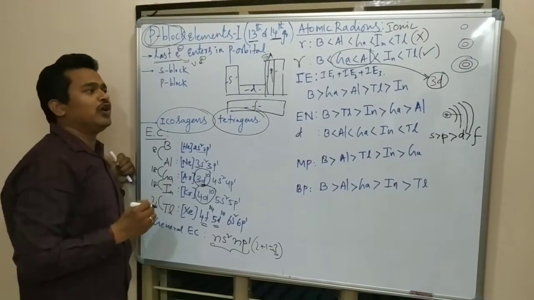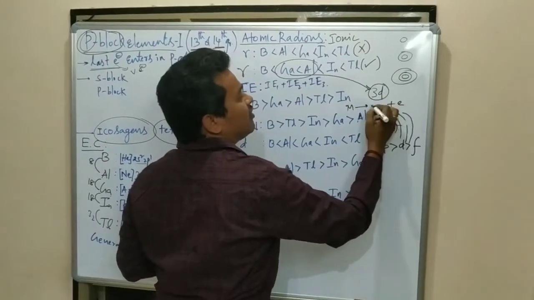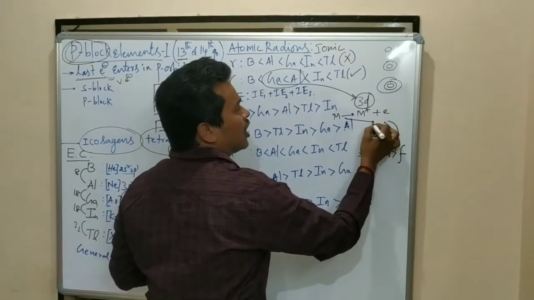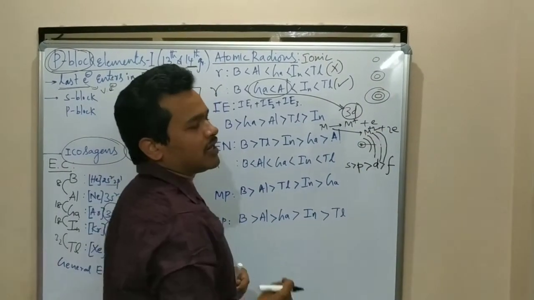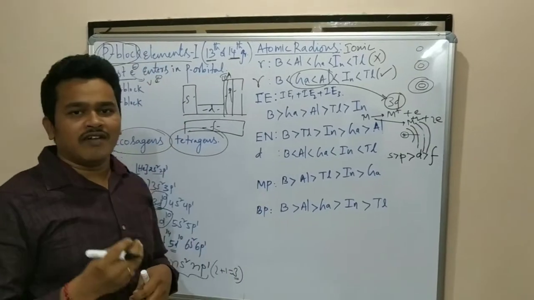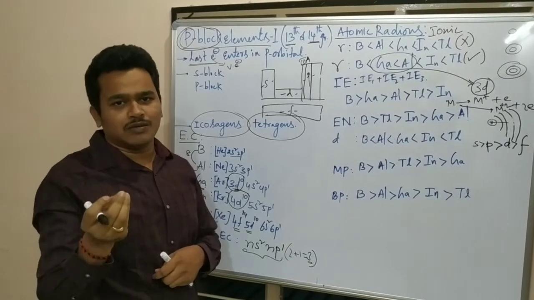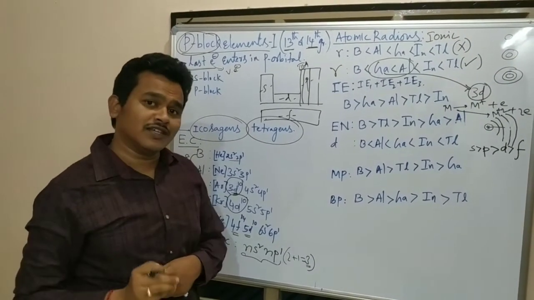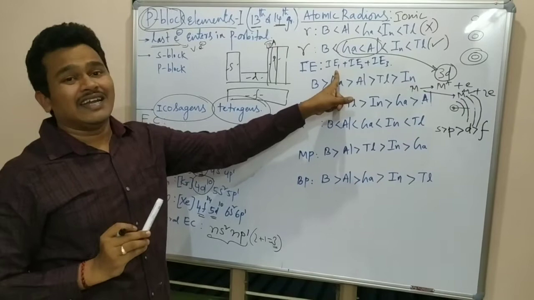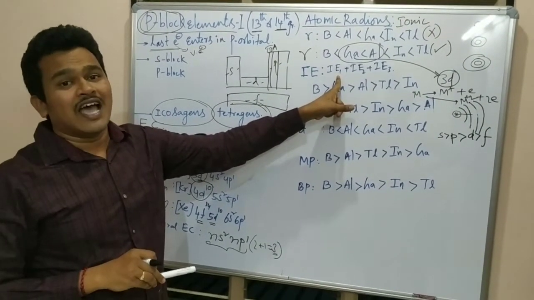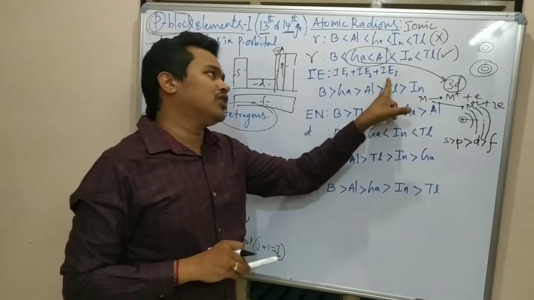So if we remove one electron, it will be M plus. If you remove 2 electrons, it will be M 2 plus. If you remove 3, it will be M 3 plus charge. Whenever an atom loses 1 electron, it forms a monopositive charge. Losing 2 electrons means a dipositive charge. Losing 3 electrons means a tripositive charge. The energy required to remove the first electron is called IE1, ionization enthalpy 1. If you are removing the second electron, that is IE2. If you are removing the third electron, that is IE3.